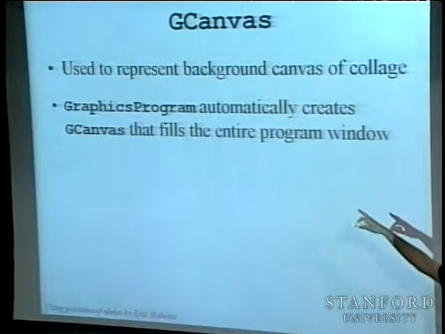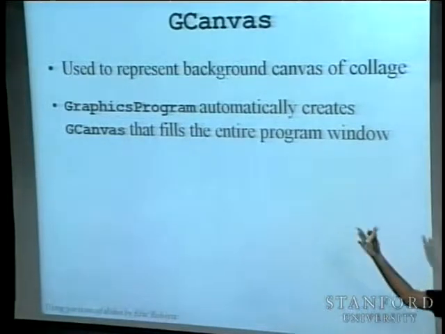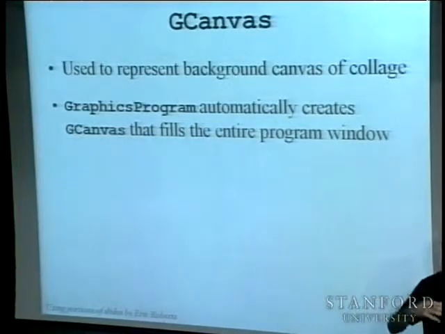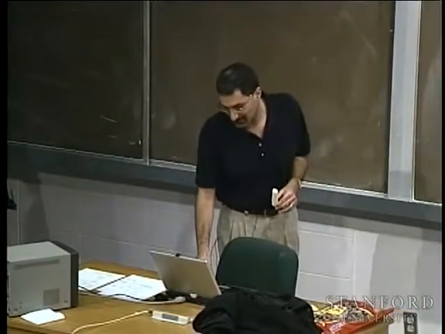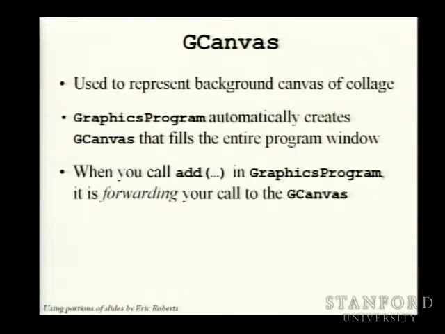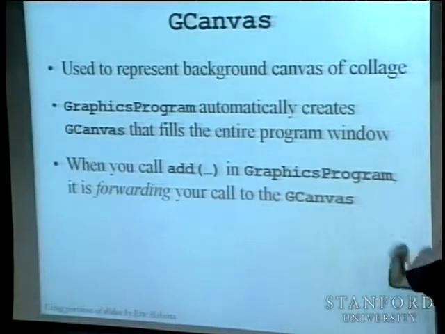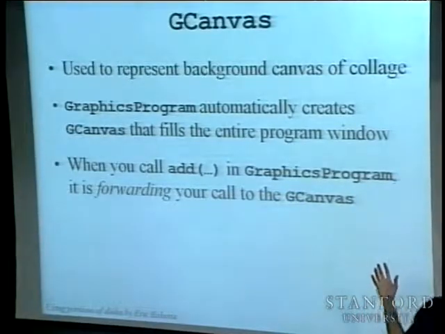The graphics program has just created one for you seamlessly, so up until now you never had to worry about it. And as a matter of fact, for about the next 2 weeks, you're not going to have to worry about it. Okay? And so you might say, but if that's the case, when I was calling add, weren't those methods going to a graphics program? Because I never worried about this thing called gcanvas.